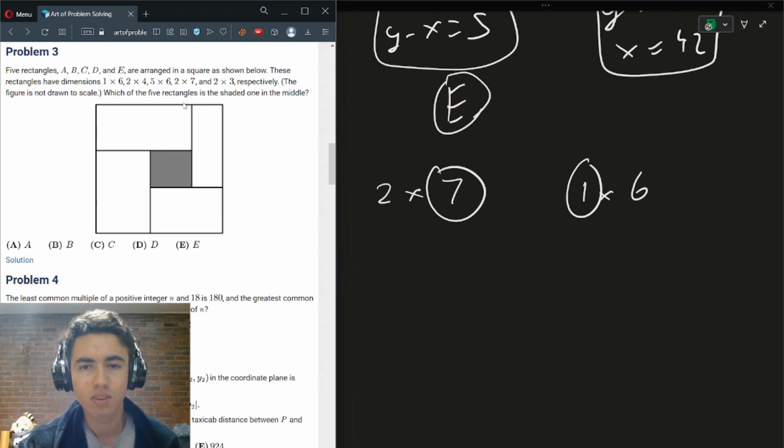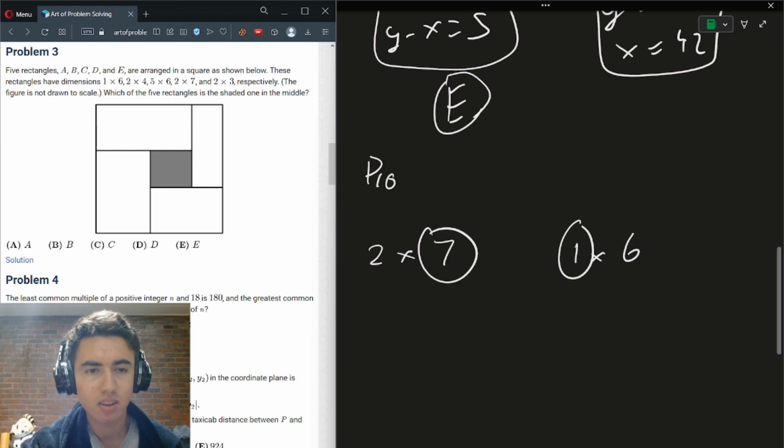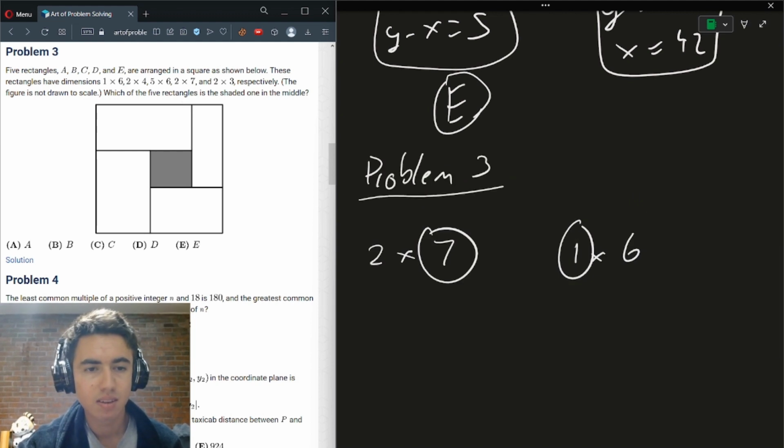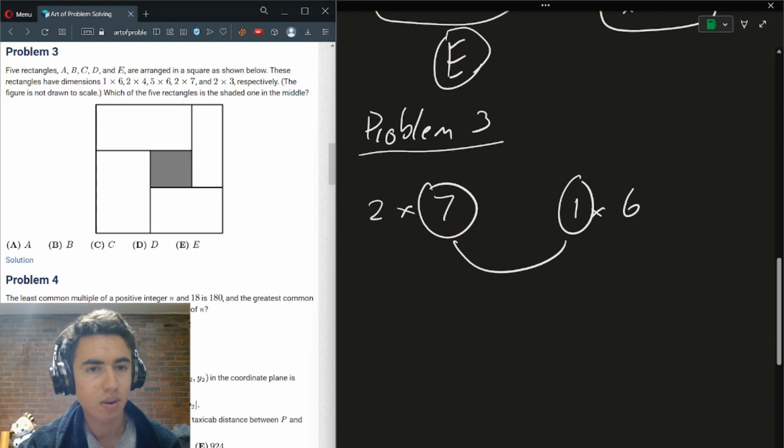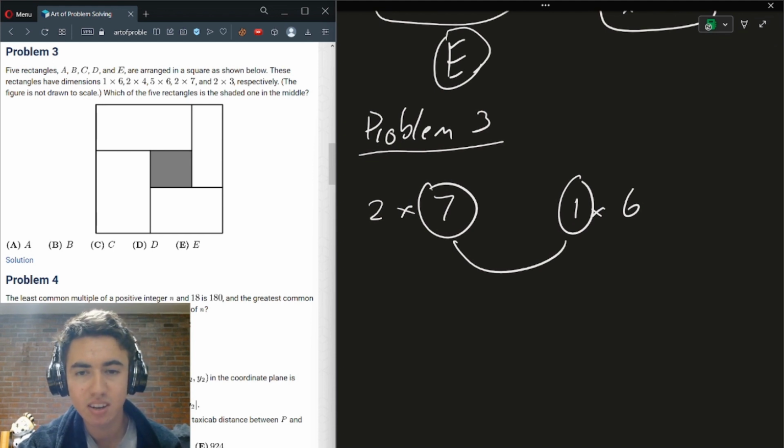Oh, I forgot to write problem 3. But anyway, assuming we got those, now we need to make the bottom match up. We're saying the side is 8. So how else do we get 8, right? Well, first off, let's try to get the other sides to match up.